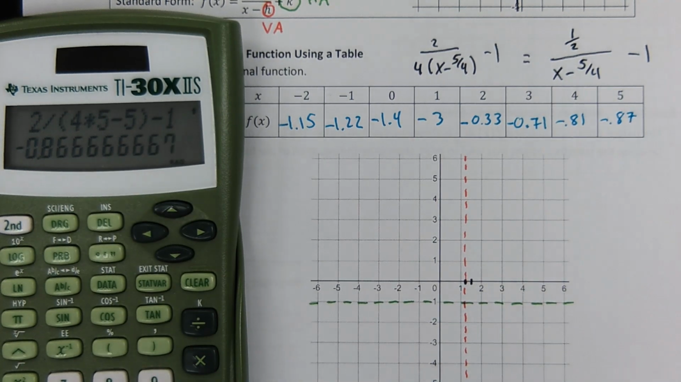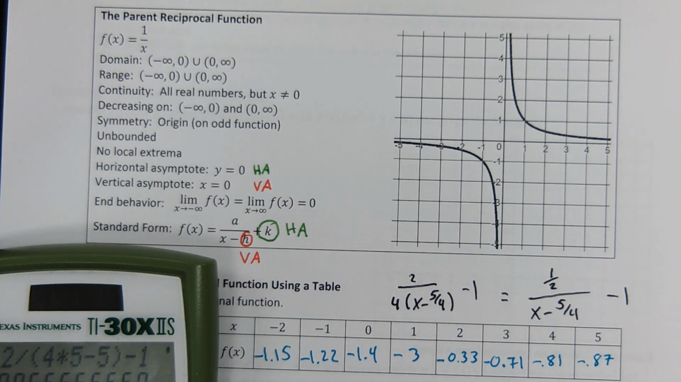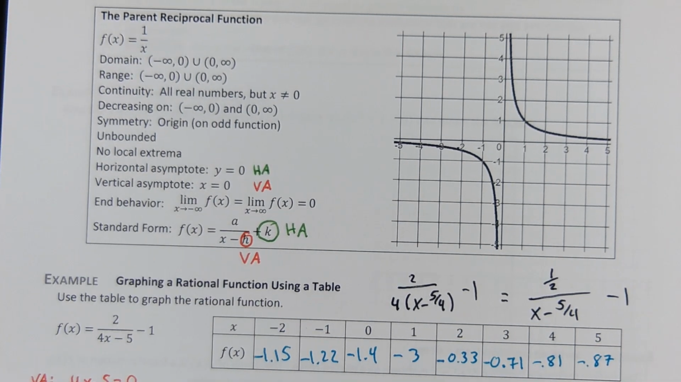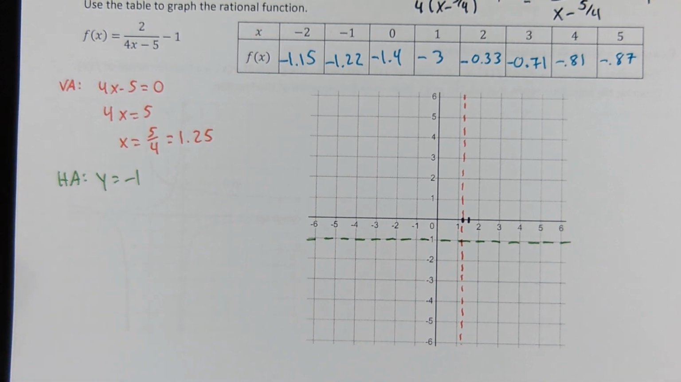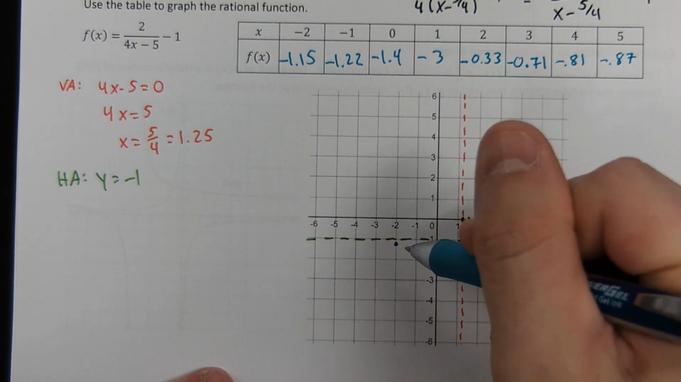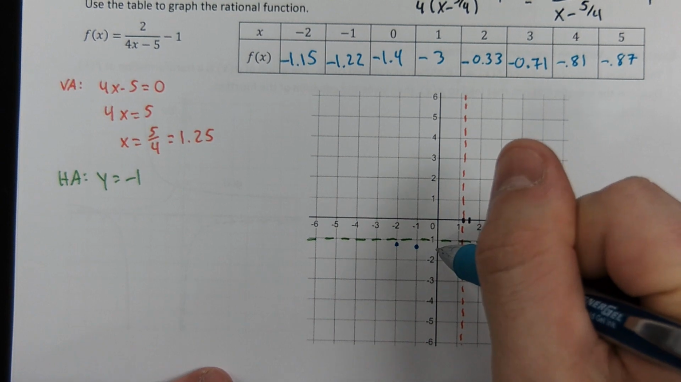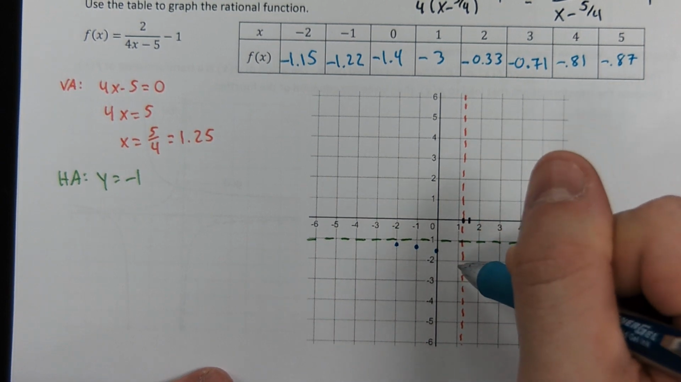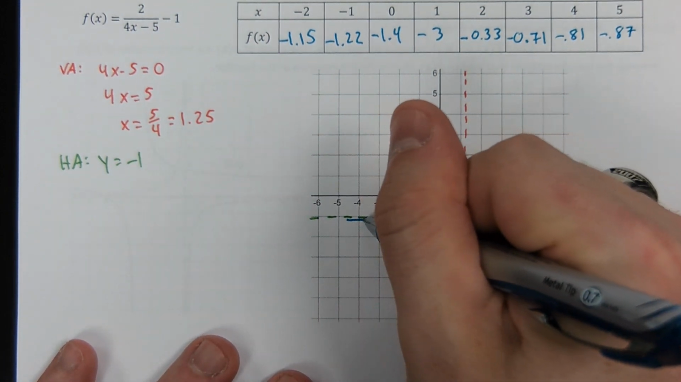It would appear as though, as I go further to the right, I'm getting closer and closer to negative 1, which should make perfect sense because I'm approaching my horizontal asymptote. Now we're just going to try to plot those points. Negative 2, comma, negative 1 and change. Negative 1, comma, negative almost 1 1/4. 0, comma, almost negative 1 1/2. 1, comma, negative 3. Okay, looks to me like it's doing this.